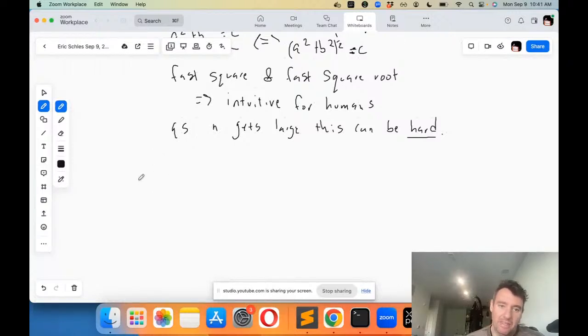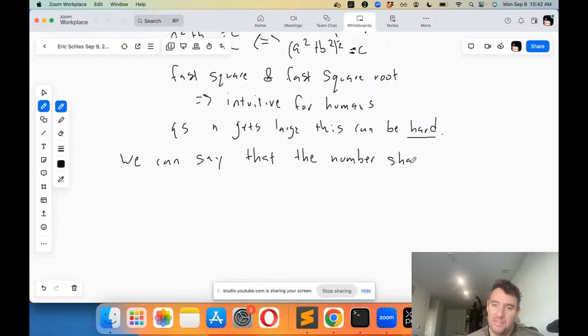So right, we can say that, and this is just me stating a fact. I think this will be immediately obvious. We can say that the number shapes are embedded in the real line. Yeah, so there is this relationship.